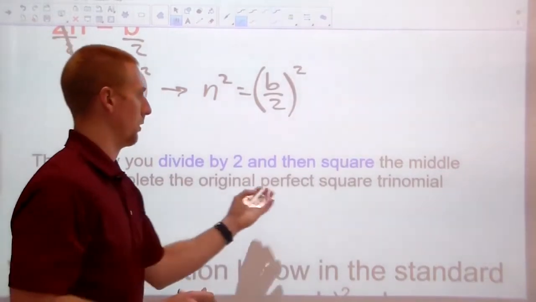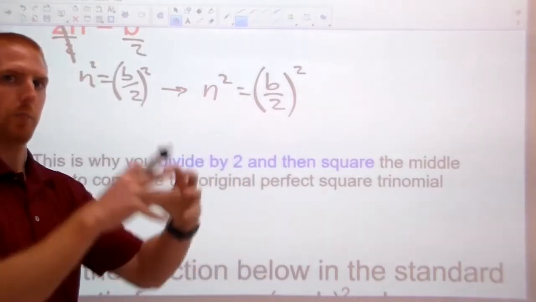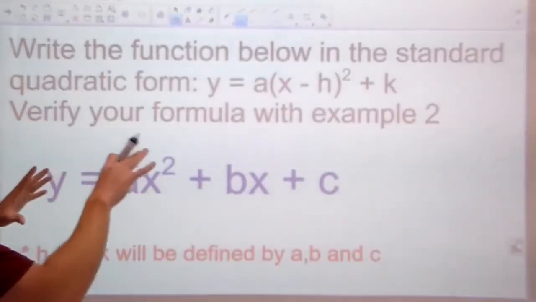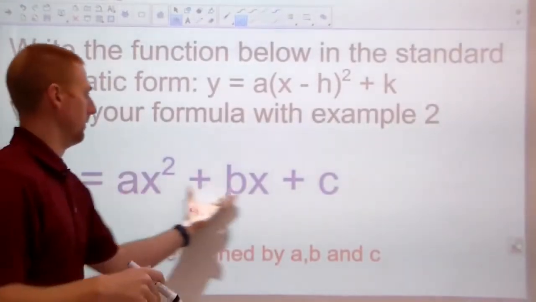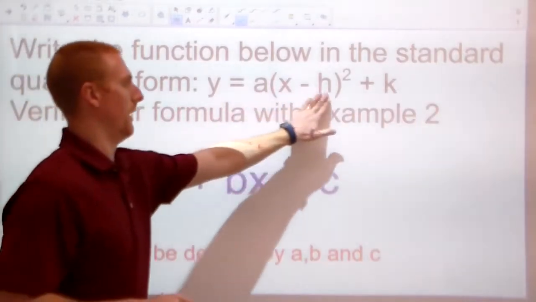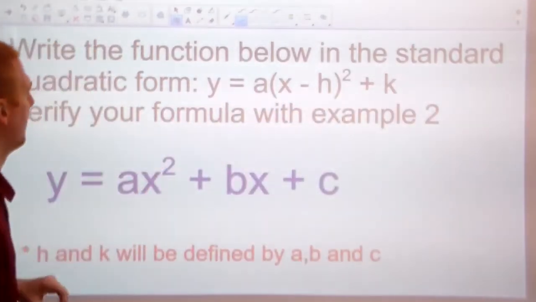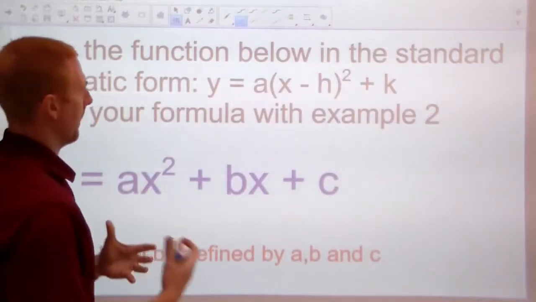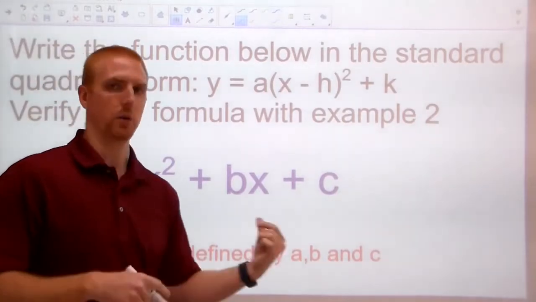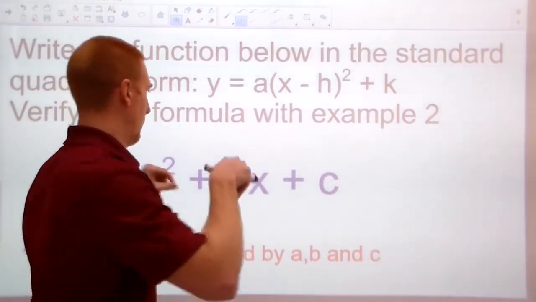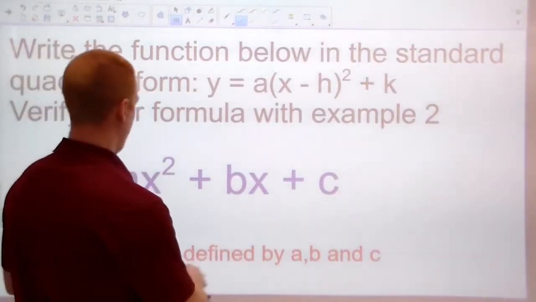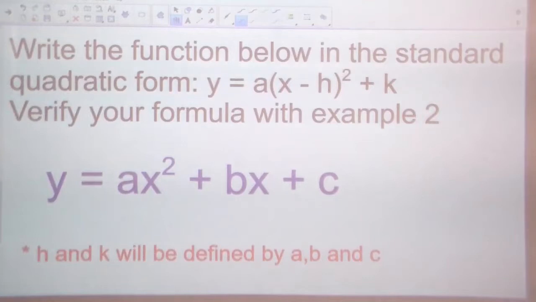Because again, you're trying to create that perfect square trinomial so you can factor it back down to a perfect square binomial. The last piece I want you to do is take this trinomial in polynomial form and turn it into the standard form for a parabola, not hyperbolas yet. And verify your formula with example 2. So we'll run back through example 2, and I'll make sure that what you come up with is going to work. The way this is going to look, I made a little note here: h and k will be defined by a, b, and c.